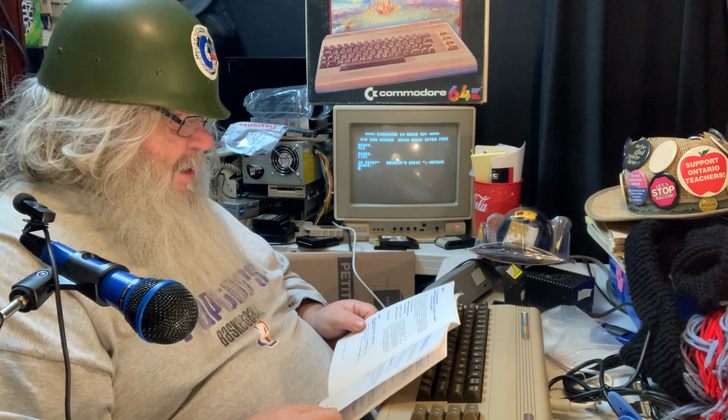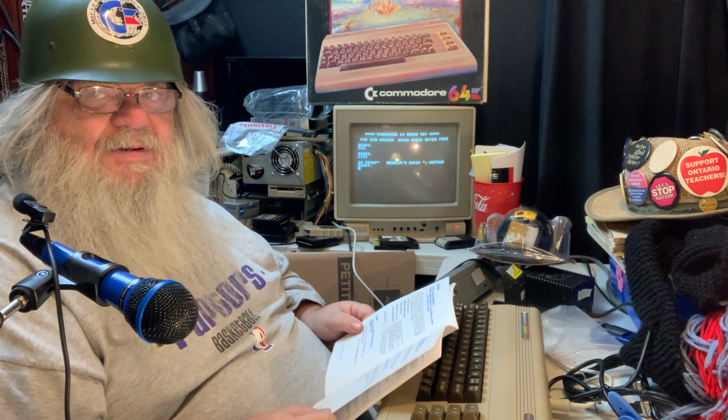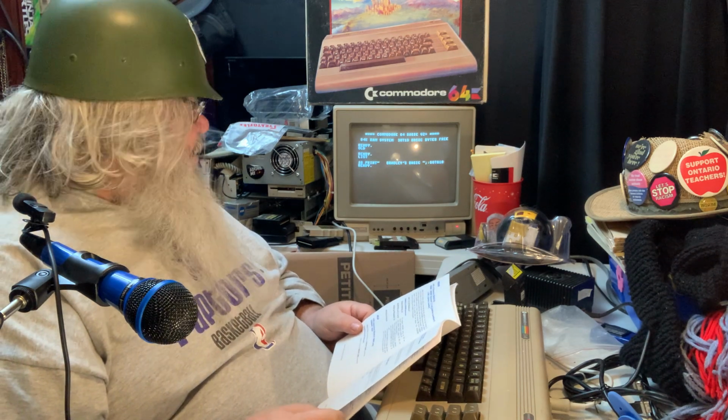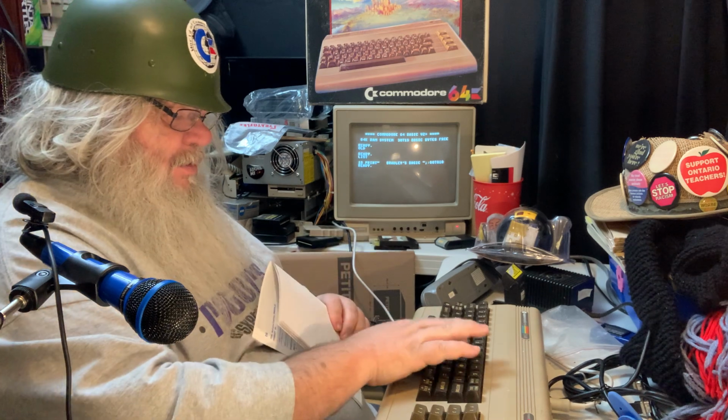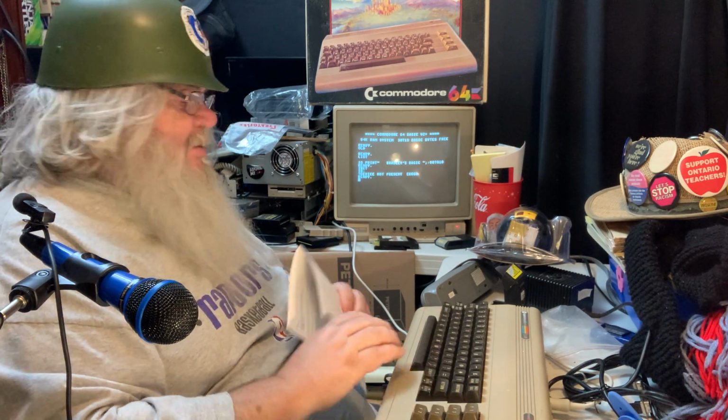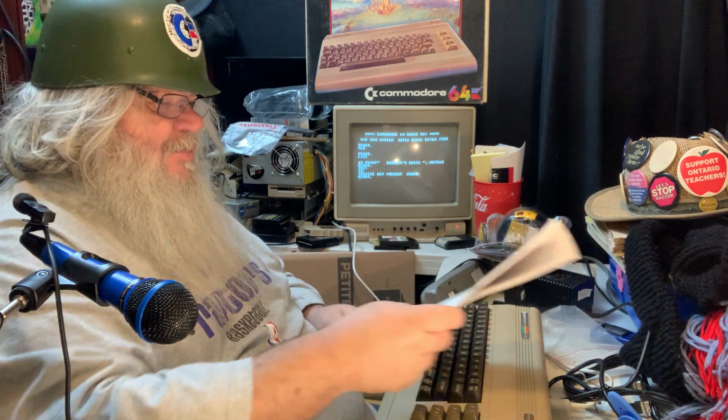Cool. Initialize in the world of Commodore does not necessarily mean the same as what it means in other things. That's the thing I usually do. Device not present error. Of course it isn't. I don't have a disk drive. That's the one I usually do.